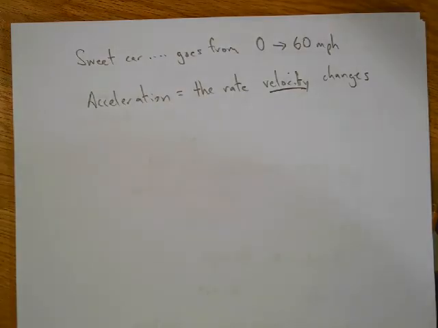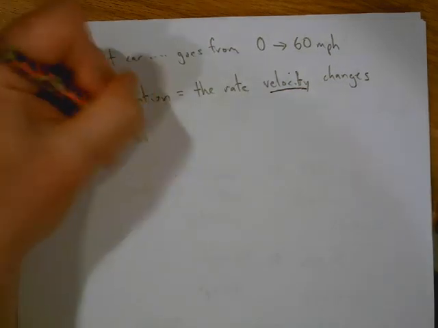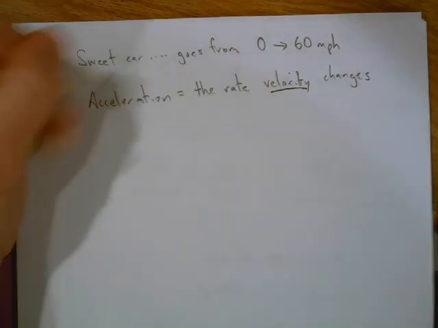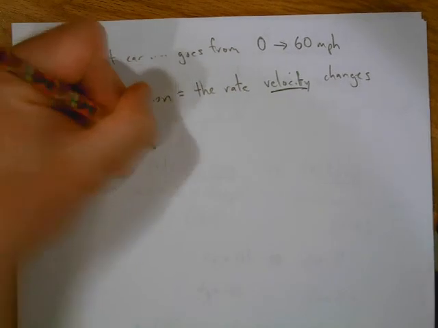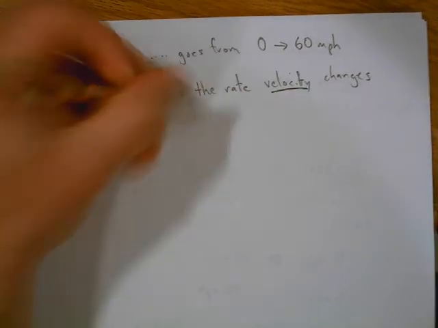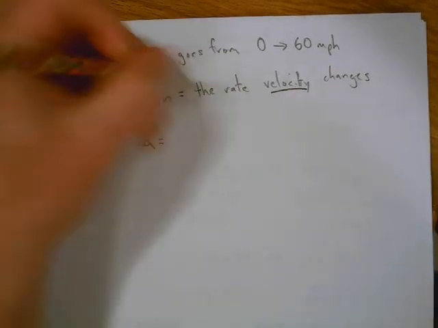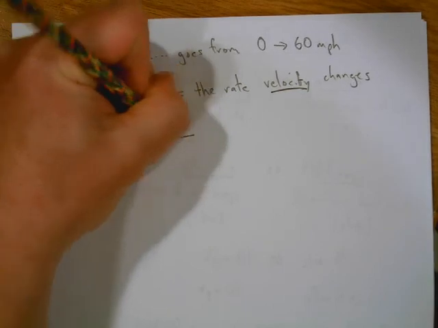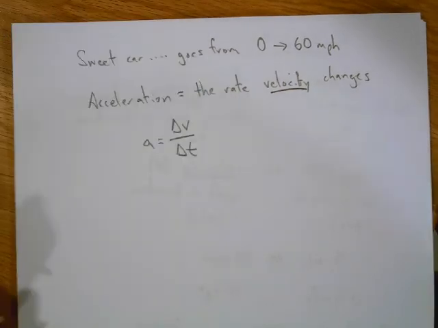Now, a couple things are important here. We are talking about velocity. So acceleration is the rate velocity changes. Anytime you're talking about the rate of something, that's always going to be in a certain amount of time. The symbol for acceleration, I know this can be hard to believe, is an A. I know, A for acceleration.